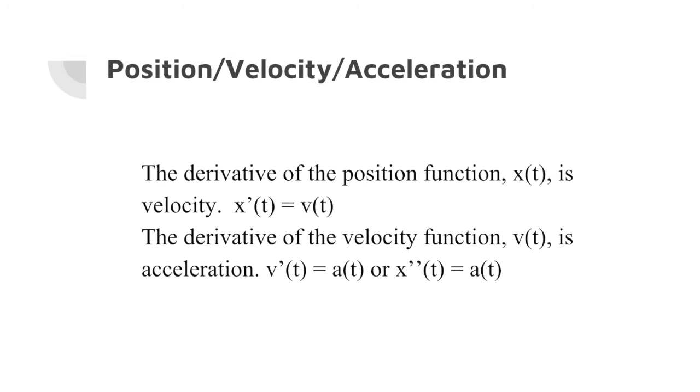In the relationship between the position, velocity, and acceleration, the first derivative of the position function x(t) is velocity v(t). The derivative of the velocity function v(t) is acceleration a(t), or the second derivative of the position function is also the acceleration function.